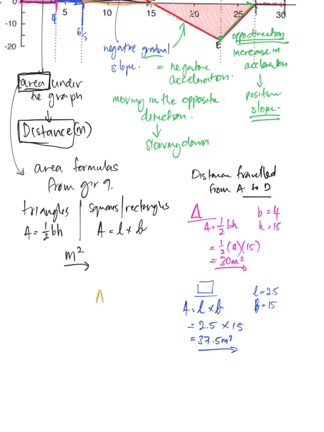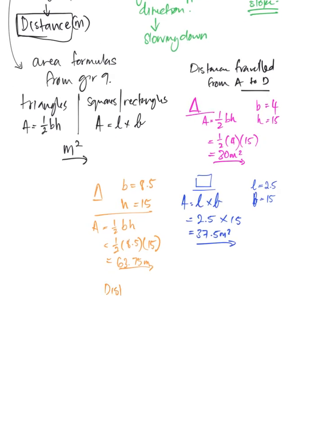All right, so I've got a triangle here. I've got a base here of 8.5, and I've got a height here of still 15. Area is equal to half base times height, which is half times 8.5 multiplied by 15. That gives me 63.75 meters squared.